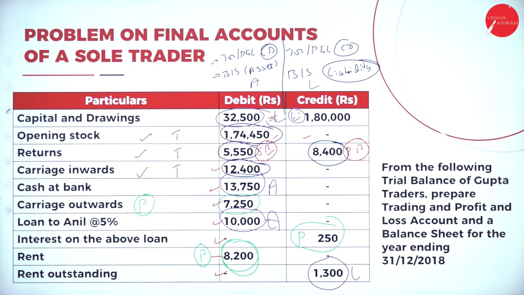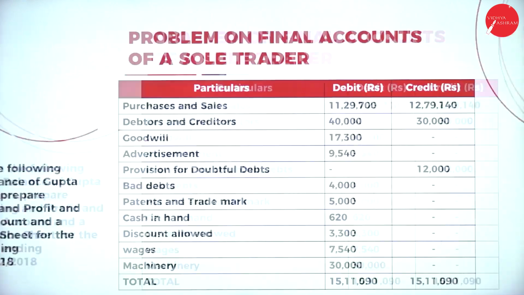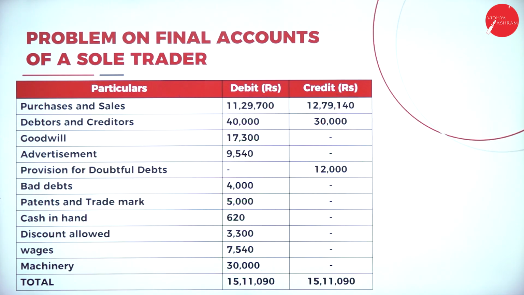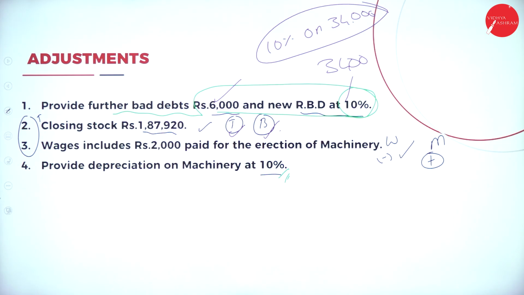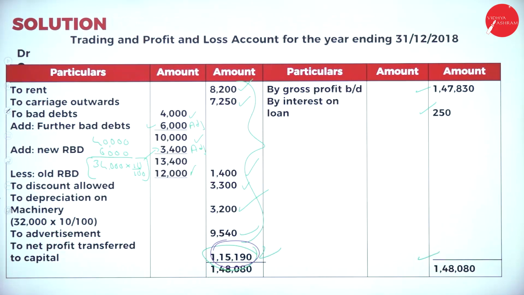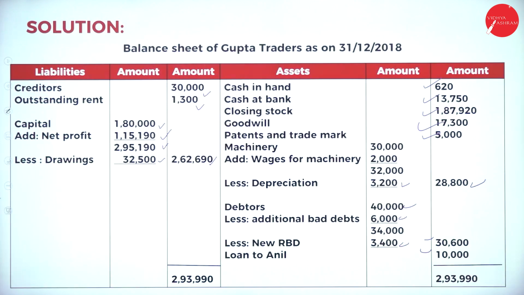So this is your question. Second part of your question. These are the adjustments. From here, your solution starts. This is your trading account. This is your profit and loss account. This is your balance sheet.